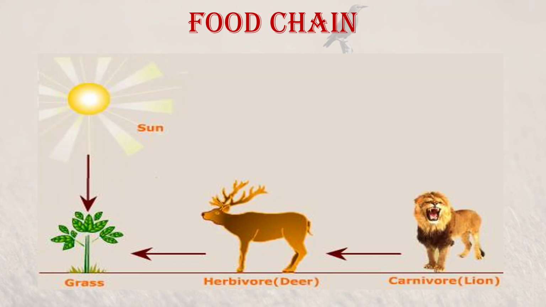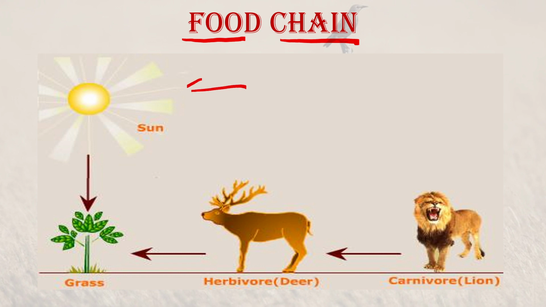So our second topic is food chain. As the topic suggests, food and chain. We are going to study how food travels from one living thing to another, in a sequence. Before we read the definition of food chain, let us see how a food chain works.